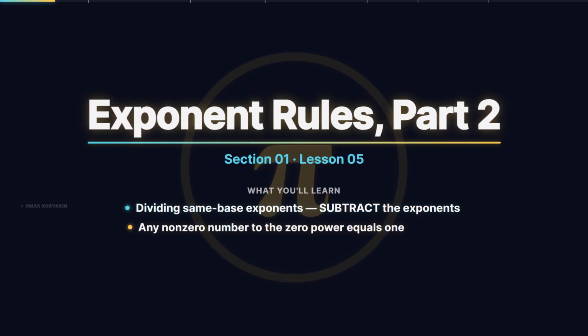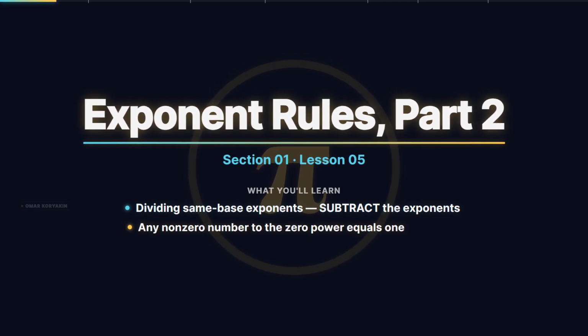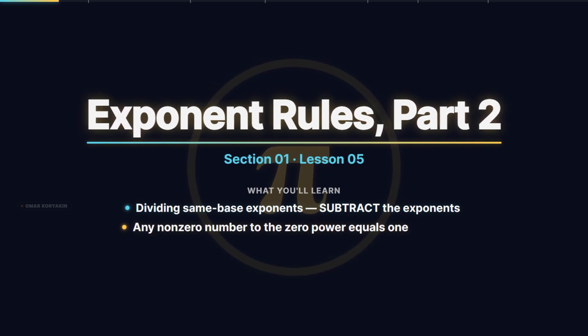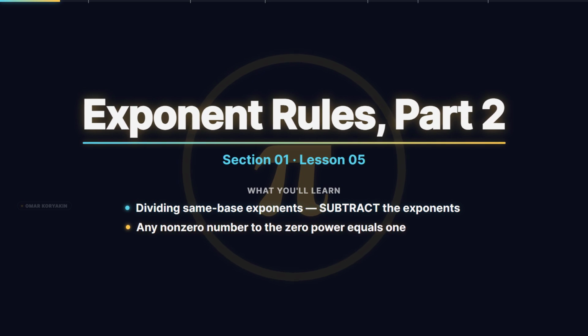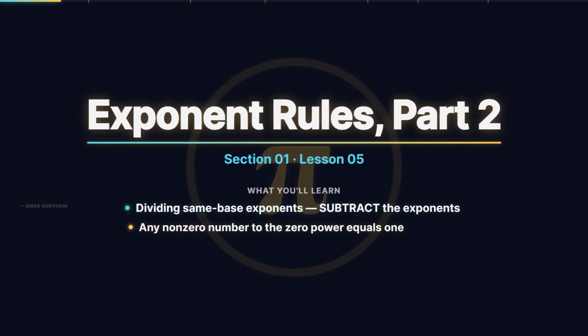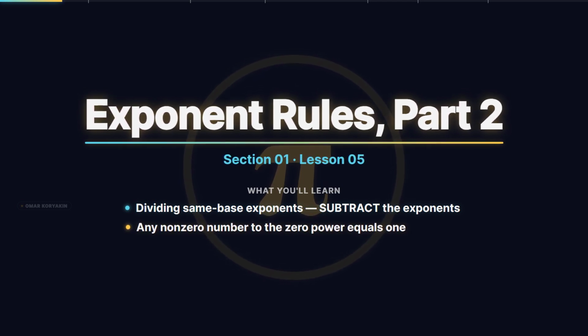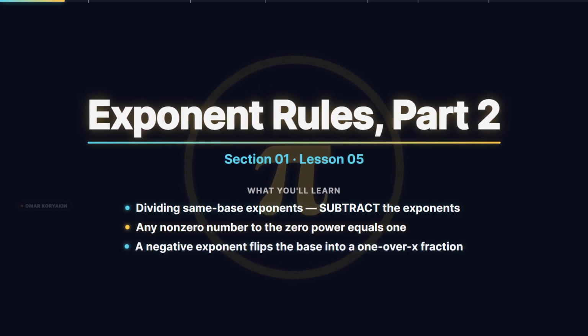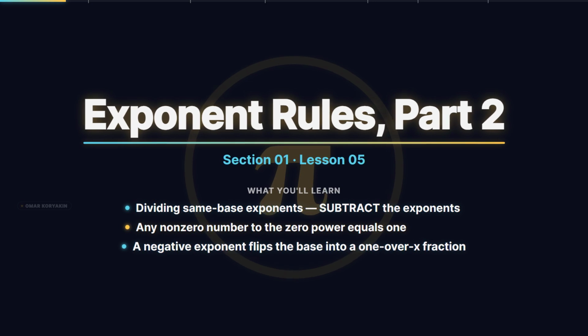Second idea. Any non-zero number raised to the 0 power equals 1. 2 to the 0 is 1. 5 to the 0 is 1. Even very large or very small bases raised to the 0 power all give the answer 1. The reason will fall right out of the quotient rule when we try to divide a power by itself, like x cubed divided by x cubed.